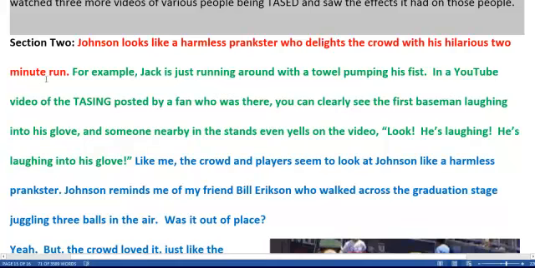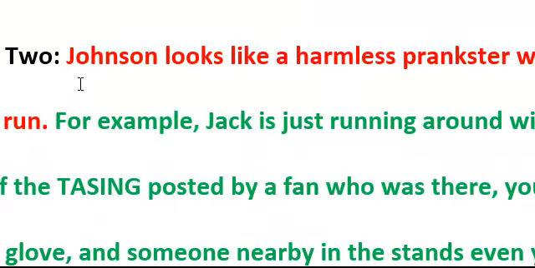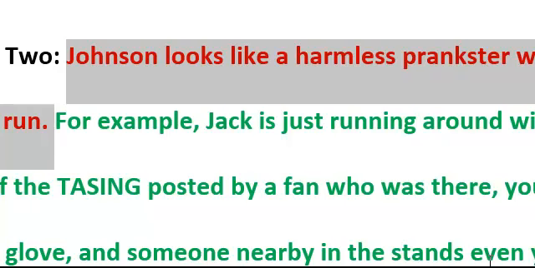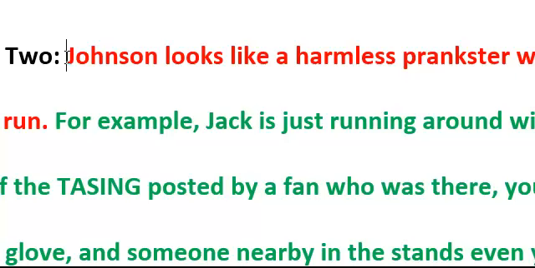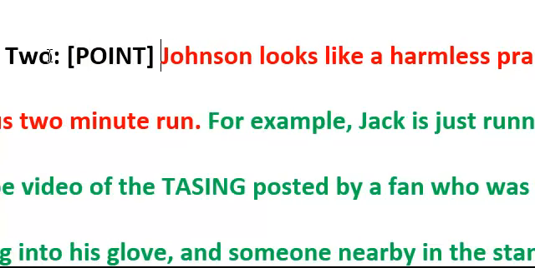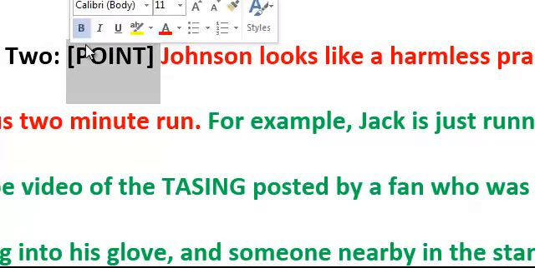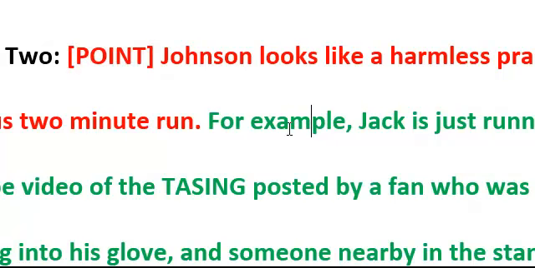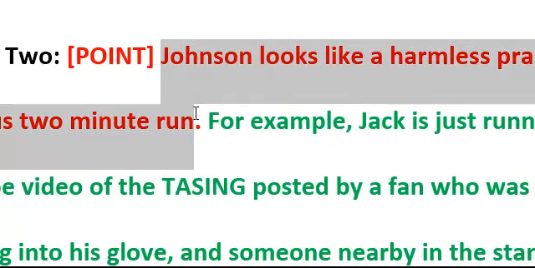Section 2, they're creating this PIES paragraph, and I put this in colors just to illustrate what PIES means again. This red is the topic sentence. That's the P in PIES, the point. Here, we'll write this in, and we'll put that in red. The point here reads, Johnson looks like a harmless prankster who delights the crowd with his hilarious 2-minute run.